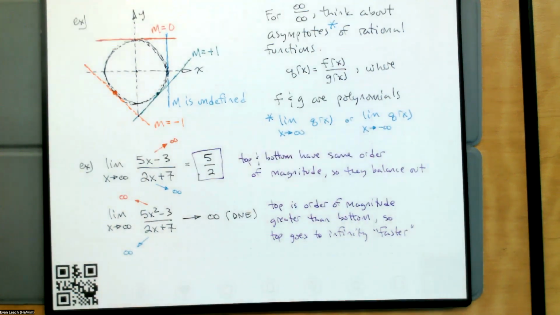We can think of this as the top going to infinity faster. In this case, infinity divided by infinity doesn't exist, it's just infinity.